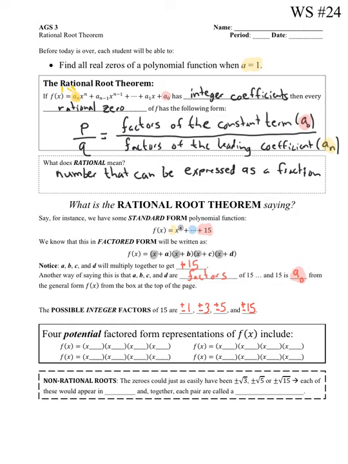All right, so there are 8 possible integer factors.